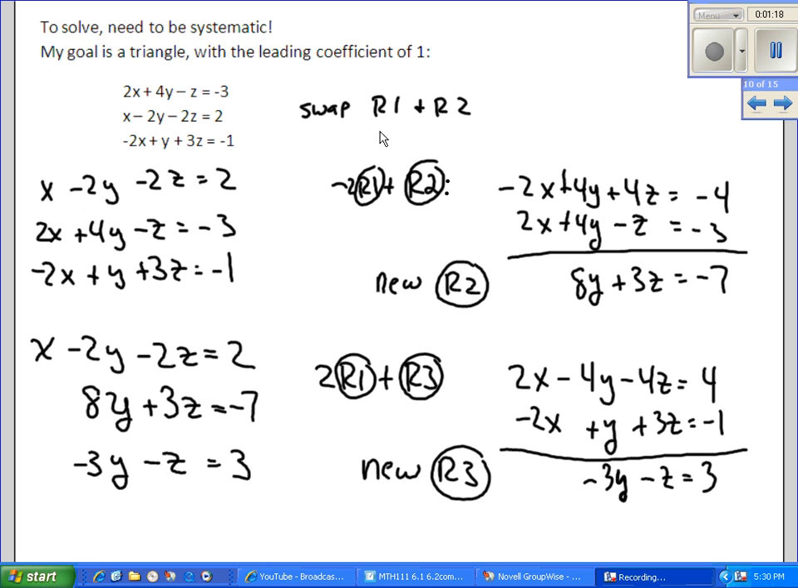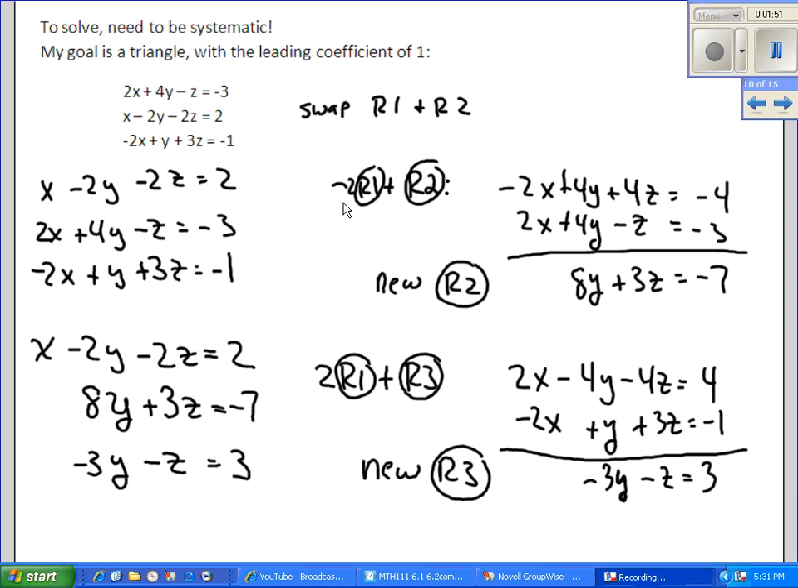So the first thing I'm going to do is swap row 1 and row 2 so that I've got my system of equations with the leading coefficient of 1 here for the x. Now I'm going to use the first equation multiplied by constants in such a way to eliminate the x from the second equation and the third equation. That's why I want this leading coefficient of 1, so it'll be easy to modify the first equation to eliminate the variable x from the other two equations. I hope this makes sense to you.